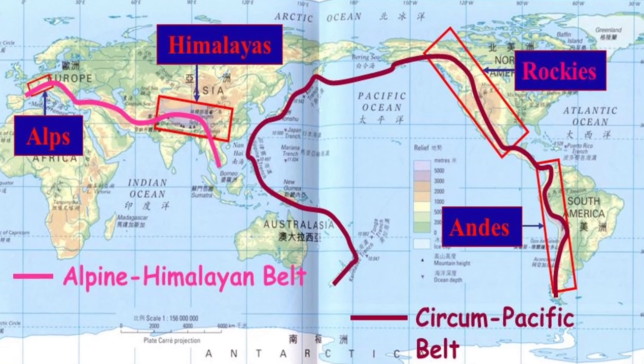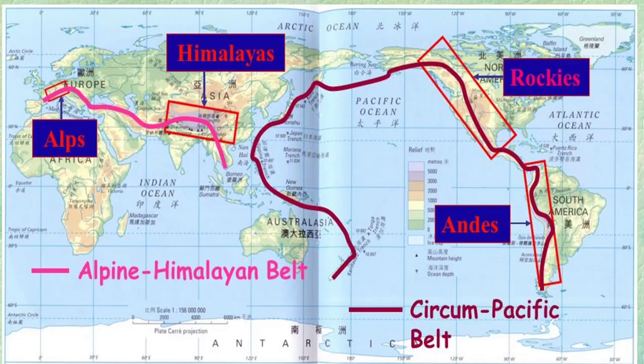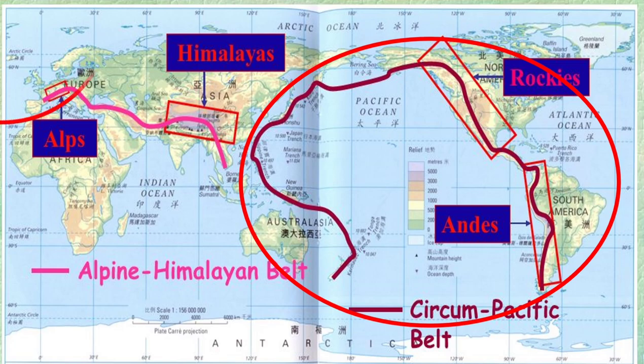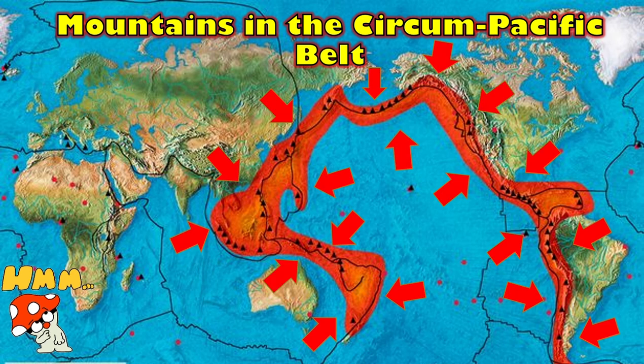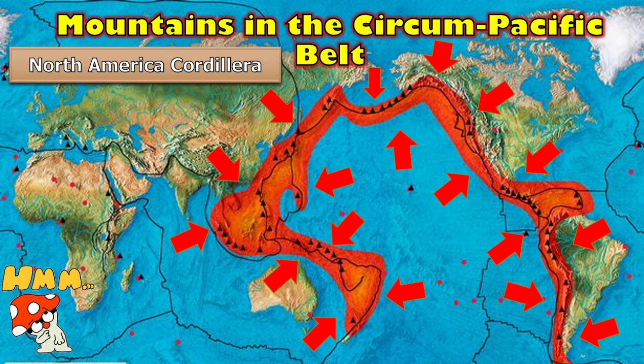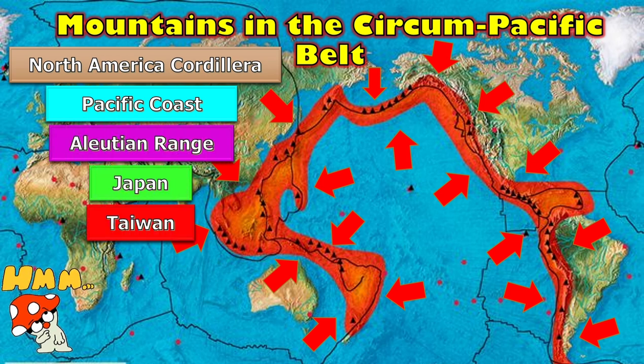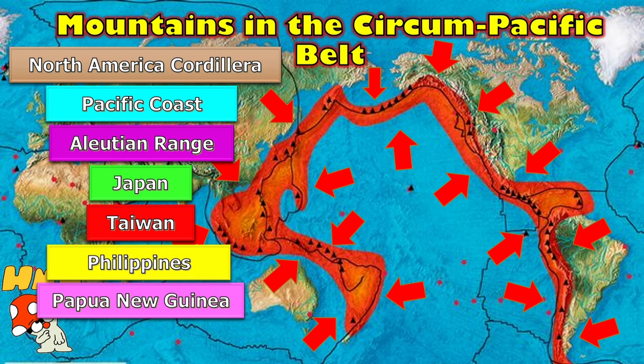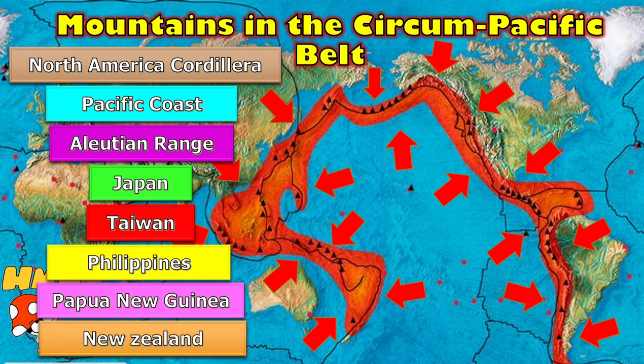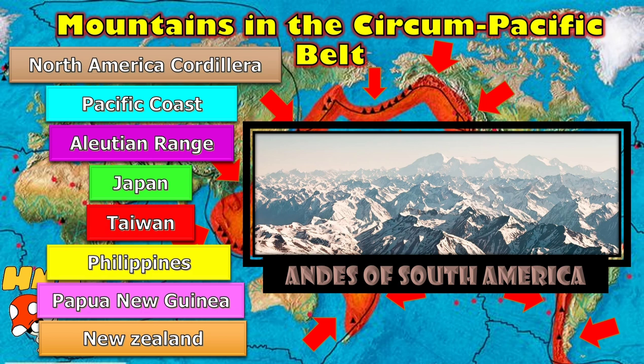A mountain range is made up of mountains that are close together and extend for hundreds or thousands of kilometers. Most mountains are found in the Circumpacific Belt and the Alpine Belt. The Circumpacific Mountain Belt extends to the North American Cordillera along the Pacific Coast, the Aleutian Range onto Kamchatka, Japan, Taiwan, Philippines, Papua New Guinea, into New Zealand. This includes the Andes of South America, which is 7,000 kilometers long and is considered the world's largest mountain system.